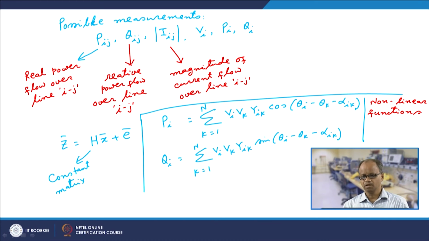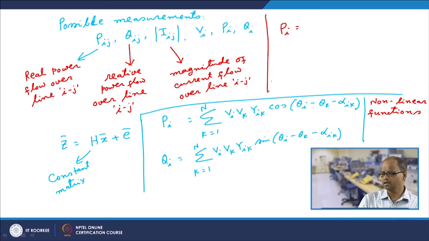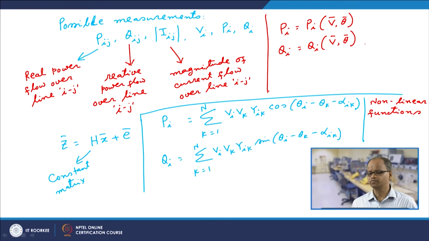Now these two equations, I can say that pi is a function of the vector v and theta. Similarly, qi can be said as a function of v and theta, and these are nonlinear functions. Similarly, if we write down the expressions of Pij, Qij and Iij, that is basically the magnitude of Iij, we will find that these expressions are also nonlinear functions of the unknown state vector v and theta.